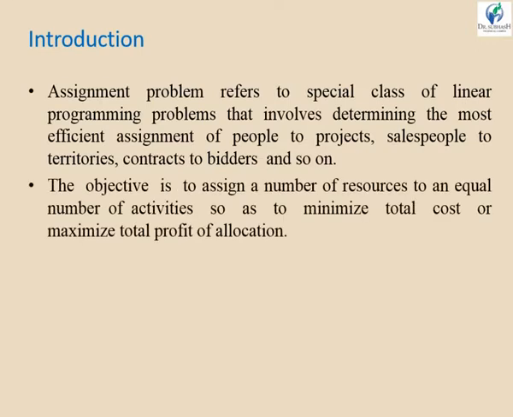The objective is to assign a number of resources to an equal number of activities, so as to minimize the total cost or maximize the total profit of allocation. So in this assignment problem, our main objective will be to assign the resources that are available to an equal number of activities, means on a one-on-one basis, such that one can minimize the total cost or maximize the profit.